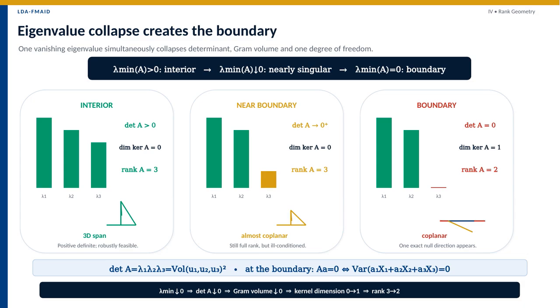The boundary forms through eigenvalue collapse. As the minimum eigenvalue approaches 0, the determinant and Gram volume shrink, the matrix becomes ill-conditioned, and the Gram vectors become nearly coplanar. At the boundary, a null direction appears and the rank drops from 3 to 2.